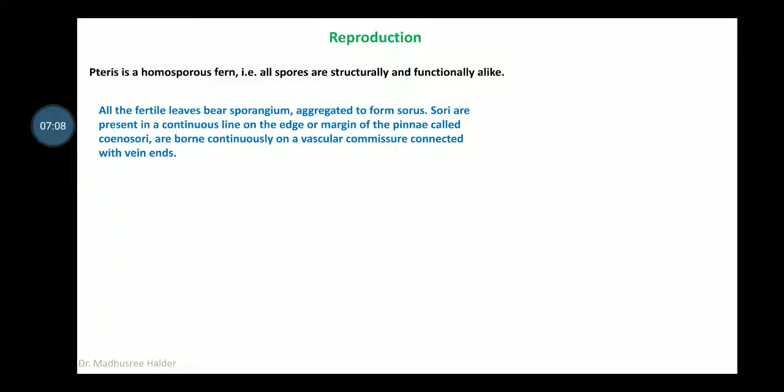homosporous fern, that is, all the spores are structurally and functionally alike. Next thing is, all the fertile leaves bear sporangia aggregated to form sorus. Sori are present in a continuous line on the edge or margin of pinnae, called coenosori. That is, when the sori are present on both margins forming a continuous line, that is coenosori, and the sori are actually borne continuously on a vascular commissure connected with the veins.